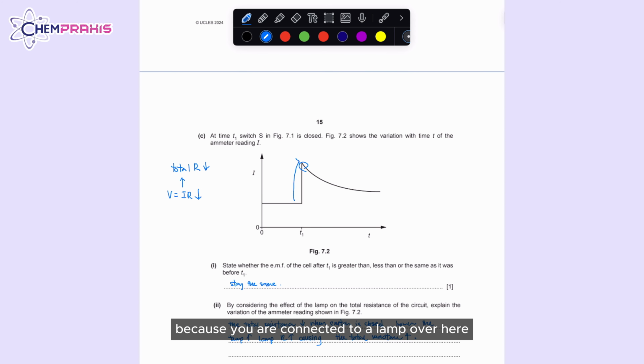However, because you have connected a lamp over here, which is a filament lamp, the longer the time, the temperature will increase. This causes the resistance of the lamp to increase and your total resistance will gradually increase. And that is why you will have a reduction in your current value.